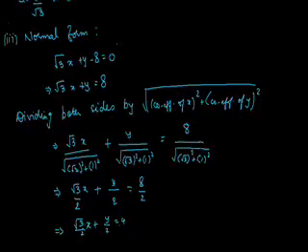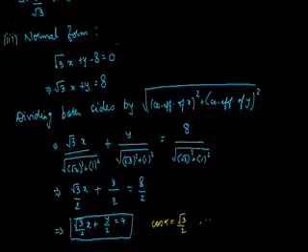Now comparing this equation to the normal form, we can say that cos of alpha is equal to root 3 by 2, sine of alpha is equal to 1 by 2, and the perpendicular distance from the origin to the required line is equal to 4.